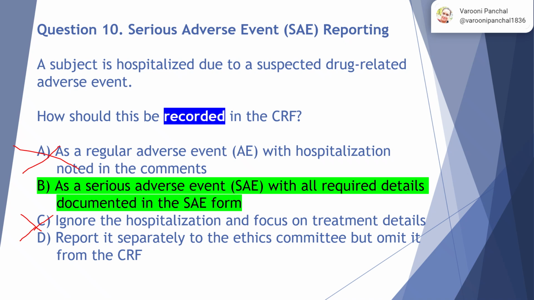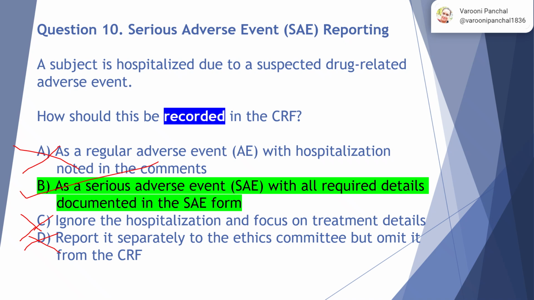Option D says report it separately to the ethics committee but omit it from the CRF. No, that is what I'm saying. You cannot keep such important information as missing, blank, replaced, omitted, deleted, or ignored. These kinds of things cannot be done whenever you are dealing with clinical trials human patient data. So the correct answer is as a serious adverse event with all required details documented in the SAE, right?